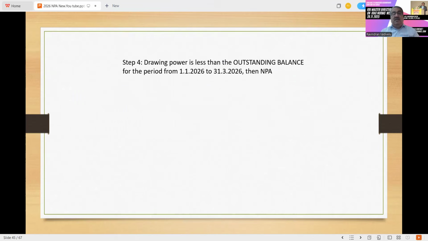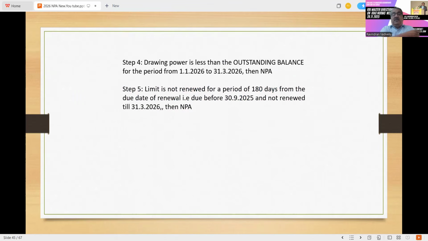So, next step 5. Step 5 is that the limit is not renewed within a period of 180 days from the due date of renewal. So, a loan is due for renewal from the due date of the renewal. Within 180 days, the loans have to be renewed with reference to cash credit loan. If it is not renewed, then it is not a temporary deficiency. Then you have to classify that account as NPA. So this is very, very important.